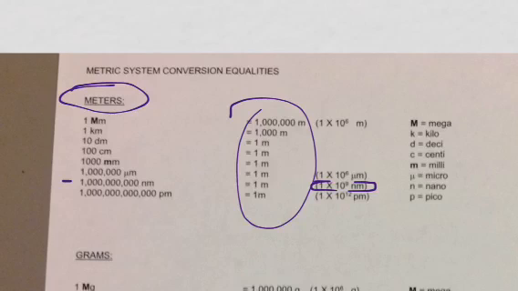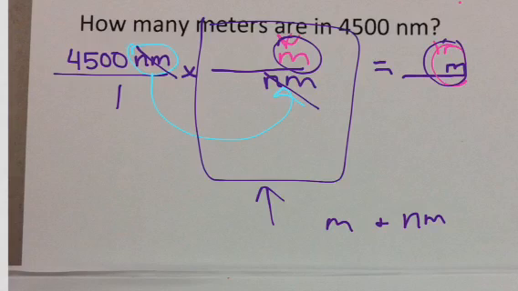The 1 times 10 to the 9, or whatever that is, 1 billion, is going to go with the nm. A 1 goes with the meters. So let's go back and put those in. 1 times 10 to the 9, or I think it was a billion, goes with the nano, and a 1 with the meter.